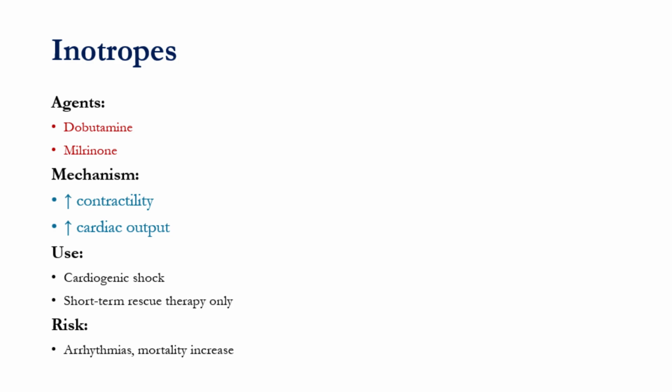Inotropes, such as dobutamine and milrinone, increase myocardial contractility and improve cardiac output. They are reserved primarily for cardiogenic shock or severe hypoperfusion. Although they may temporarily stabilize hemodynamics, inotropes increase arrhythmia risk and may worsen long-term mortality.